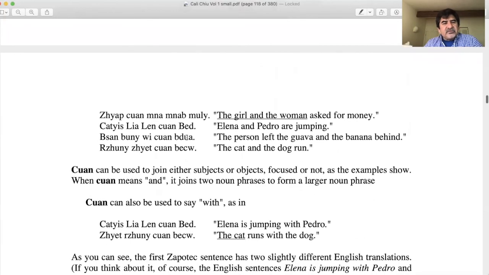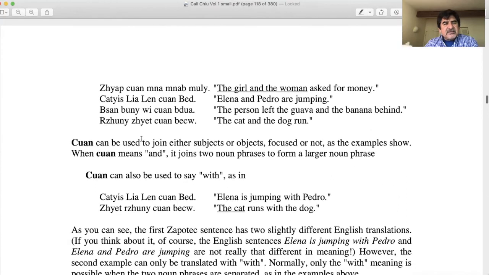Again, we have another sentence here. Katis, Lelen, con bad. So the two of them are jumping, right? So Elena and Pedro are jumping. And the next sentence, saan buingwi con abtua. Okay, the person left the guava and the banana behind. And the next sentence is the cat and the dog run. So runjet con back.